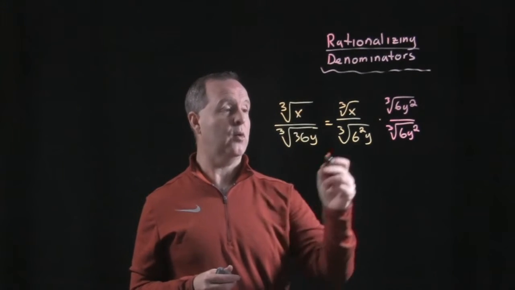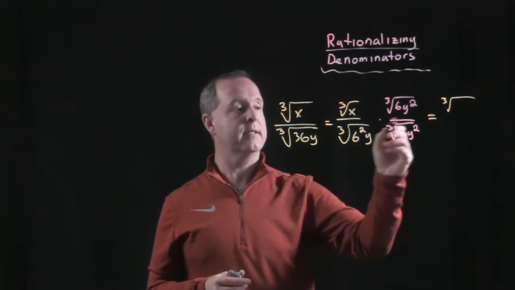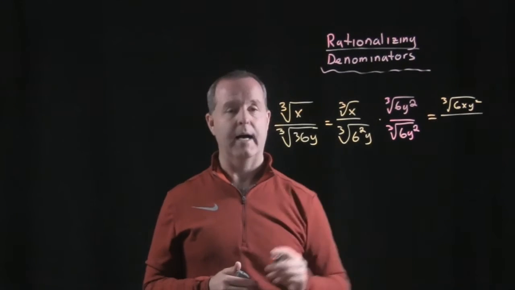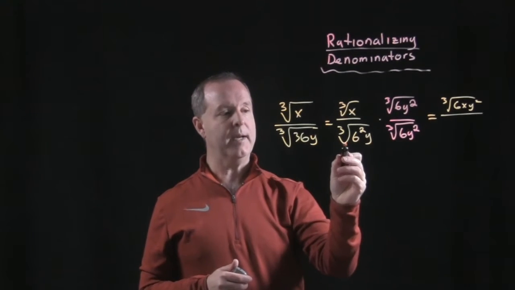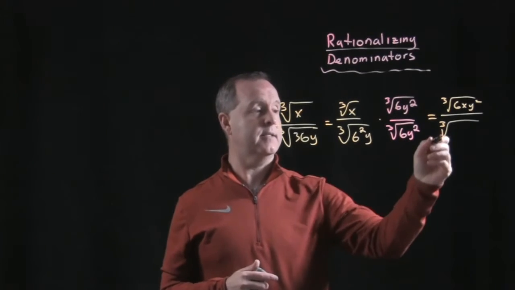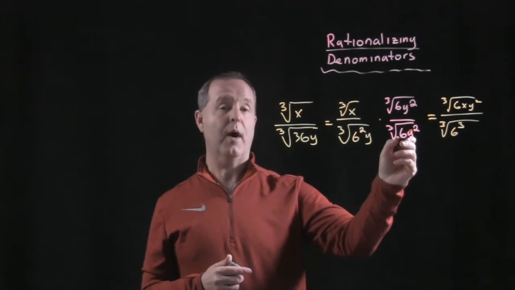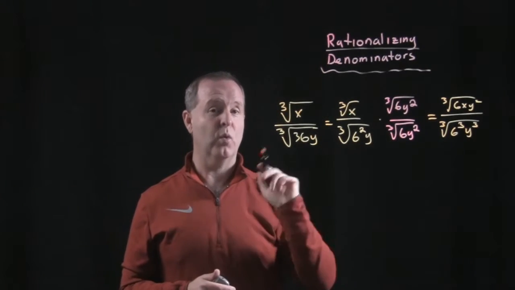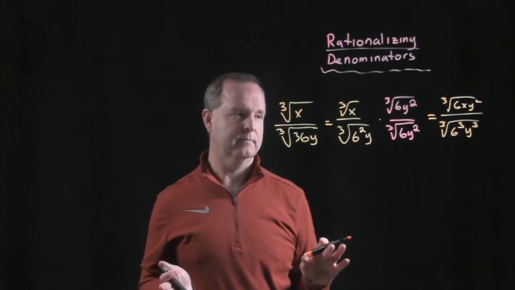Then we can go ahead and multiply across. This becomes the cube root, multiply the insides, 6 times x times y squared. I like doing constants, then variables, lowest to highest. And then the denominator, cube root. 6 squared times 6 is 6 cubed. And then y times y squared is y cubed. Notice my version of 1 was the best one that would make my denominator all perfect cubes.